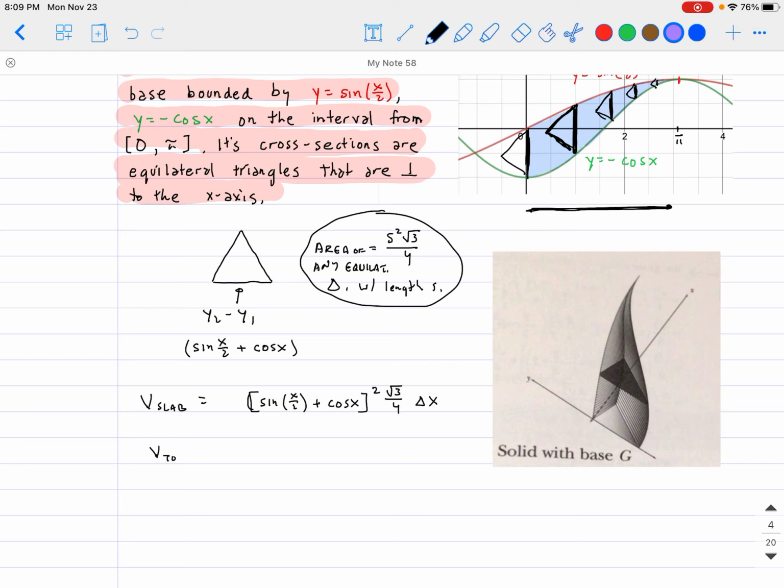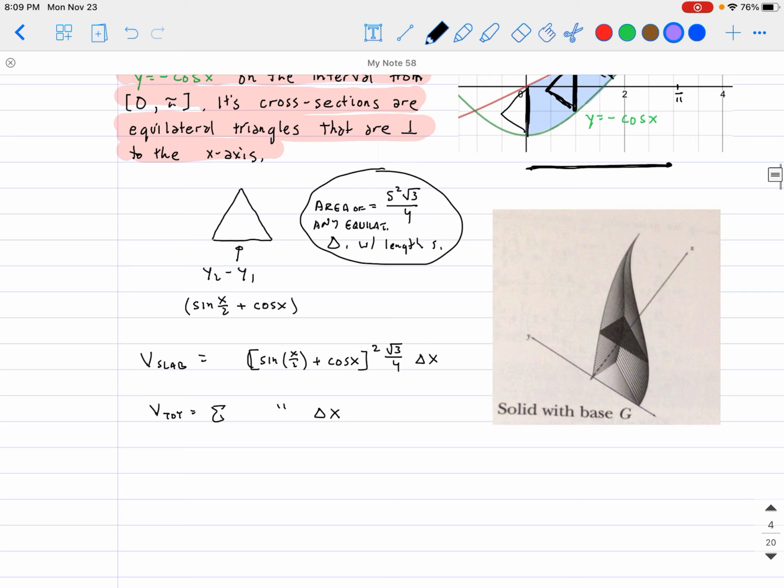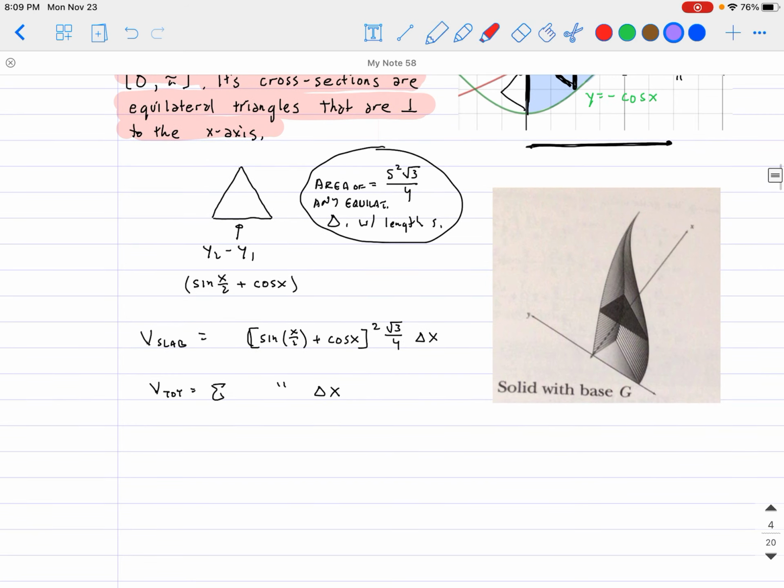The volume of the total is going to be the summation of every single one of those, not rectangles, but equilateral triangles that I created. So we're going to throw a summation in front. And again, as soon as you have the summation and you also have delta x, that's where my integration comes in.